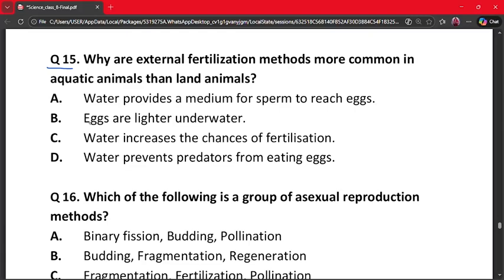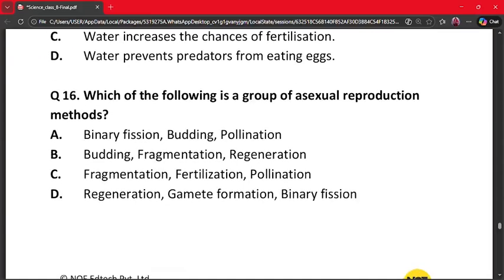The correct answer is option A. So in water, sperms can easily swim to reach the eggs, and this makes external fertilization suitable for aquatic animals. Hence option A is the correct answer. Our next question is question number 16. Which of the following is a group of asexual reproduction methods? A. Binary fission, budding and pollination. B. Budding, fragmentation and regeneration.